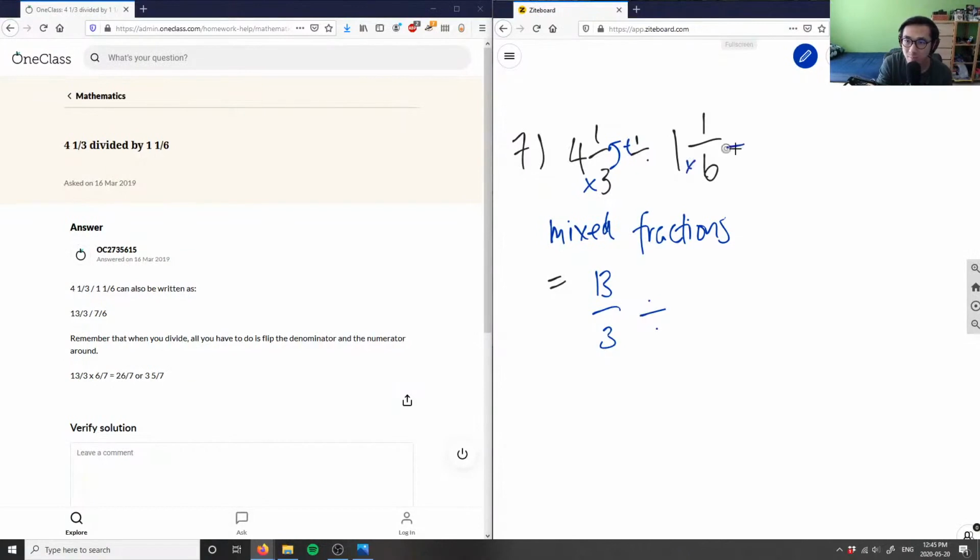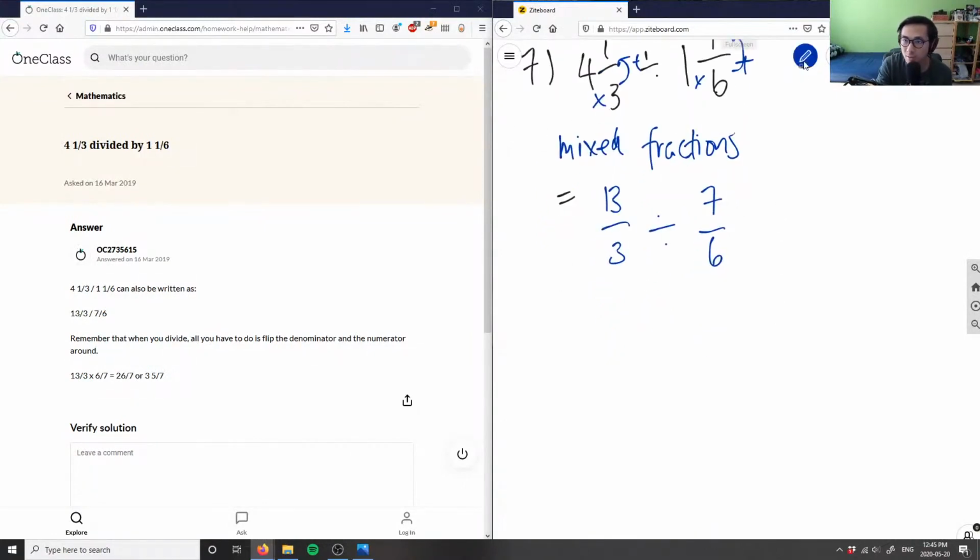1 times 6 plus the numerator. So 1 times 6 here is 6, plus 1 would give me 7/6. And when we're dividing fractions, we can simply change this to a multiplication question by multiplying by the reciprocal. So we have 13/3. I'm changing my operation to multiply, and I'm simply going to flip the second fraction. So instead of 7/6, this would now be 6/7.